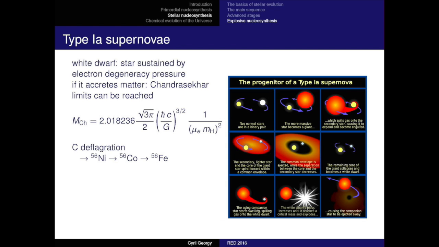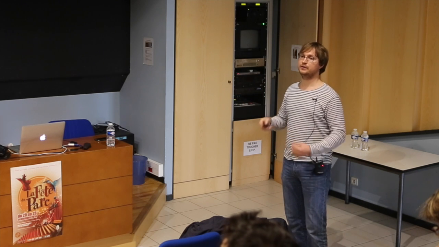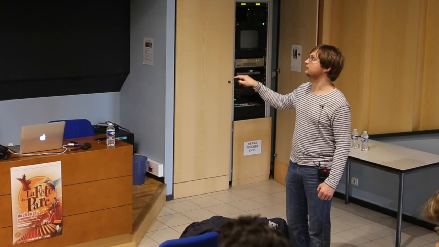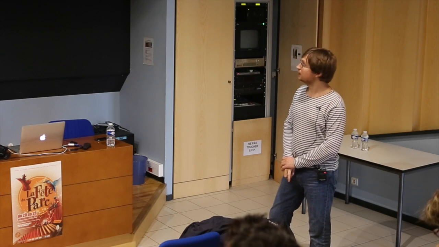Then, depending on your mass, you will end up in different kinds of ways. The low mass stars will end as a white dwarf, as I mentioned. And these stars are mostly sustained by the electron degeneracy pressure. And some of these white dwarfs will be in binary systems. So basically 2 stars that are rotating around each other.